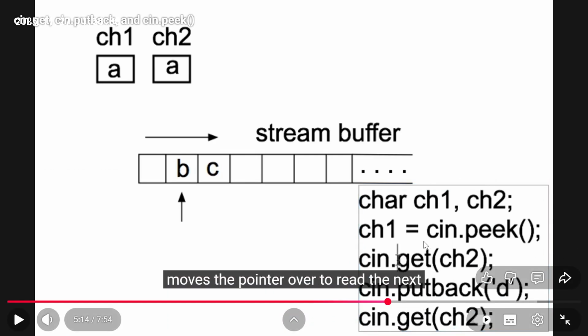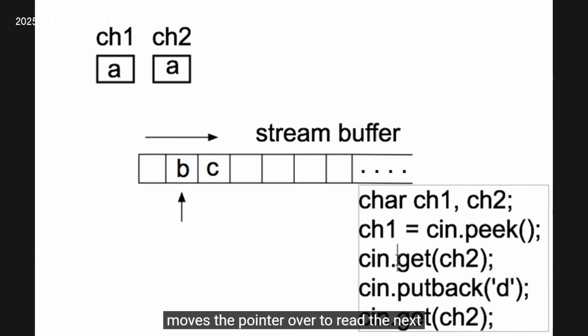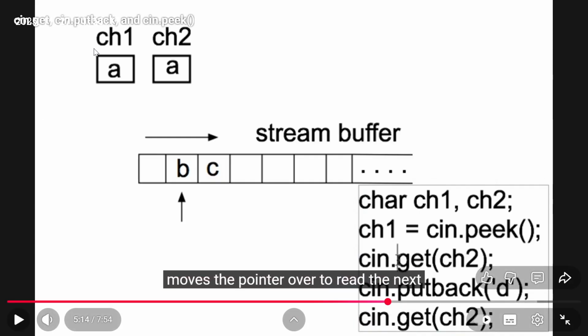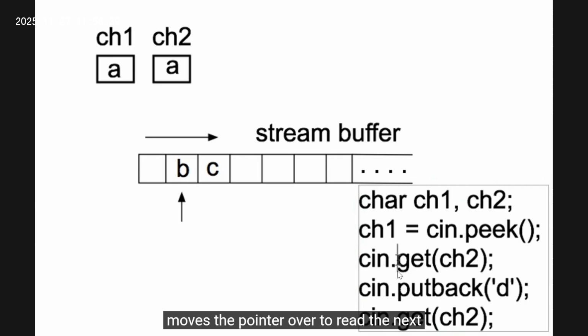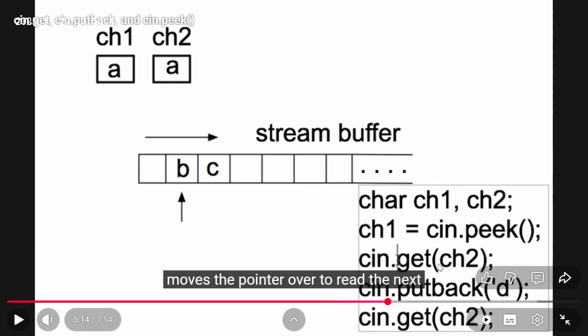So here we see both peek and get read one character from the stream buffer. But the difference is that peek does not move the pointer, while get will move the pointer to the next one. The behavior of peek and get are similar. They both read one character, but peek does not move the pointer over to read the next thing.